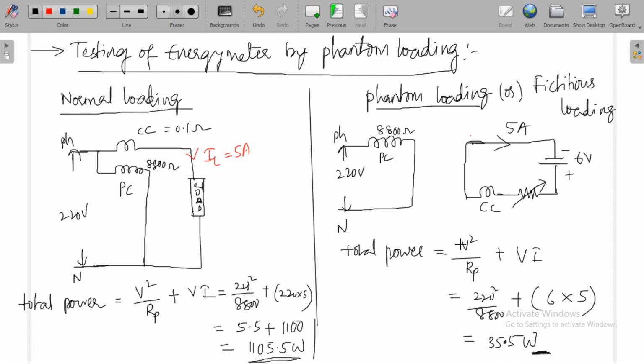Unnecessarily there is power loss if you use normal loading, so it's better to use phantom loading or fictitious loading when the current rating of the energy meter is under test. To reduce the power loss, we will go for phantom loading or fictitious loading.